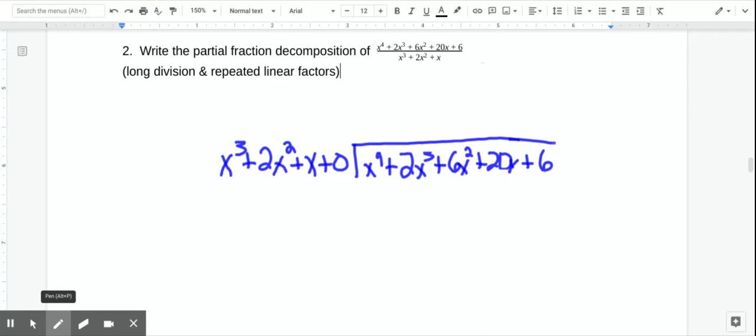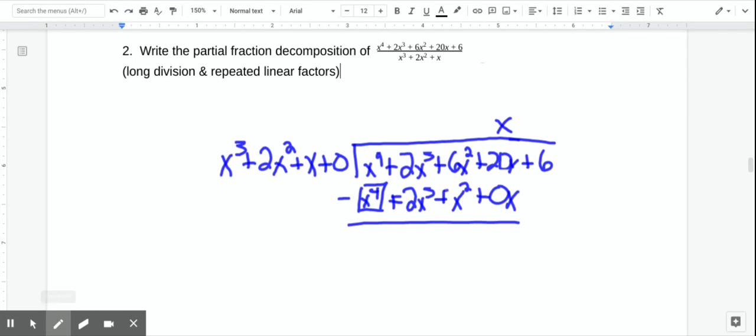All right, now remember our goal is to get an x to the 4th right here, so that means we need an x on top. So it's going to give us x to the 4th plus 2x cubed plus x squared plus 0x. We draw the line and change the signs. And we end up with 5x squared plus 20x plus 6. Yeah, that looks good. That's our remainder.